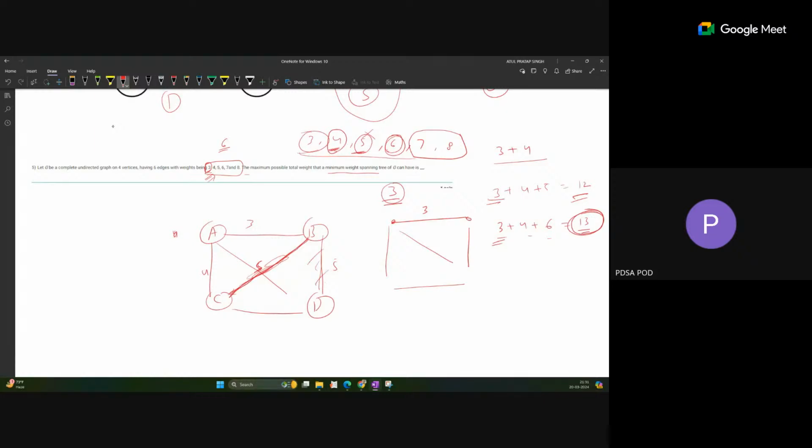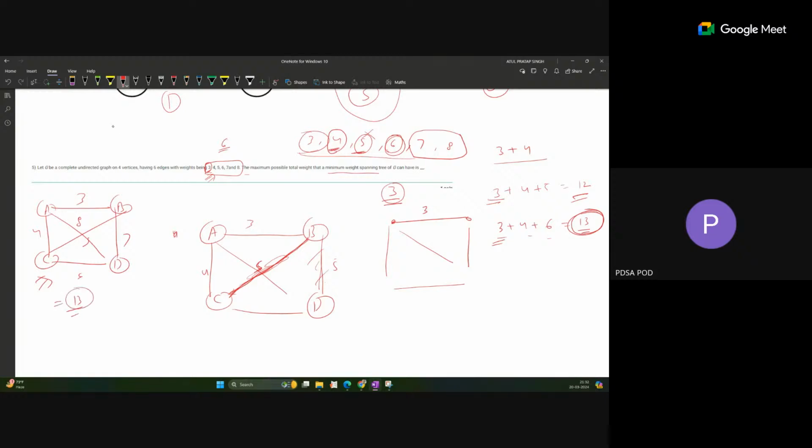So the original graph is not given. Suppose in the original graph A, B, C, D, this is connected like this: 3, 4, and 5, and then 6, and then 7, then 8. If you create the MST for this, can you pick the 5? No, I cannot. So in this situation, you have to pick 6 in the place of 5. So 3 and 4 will come, but after that, you have to pick 6. So this is one possible input graph, and in that case, you will get 13 MST cost.